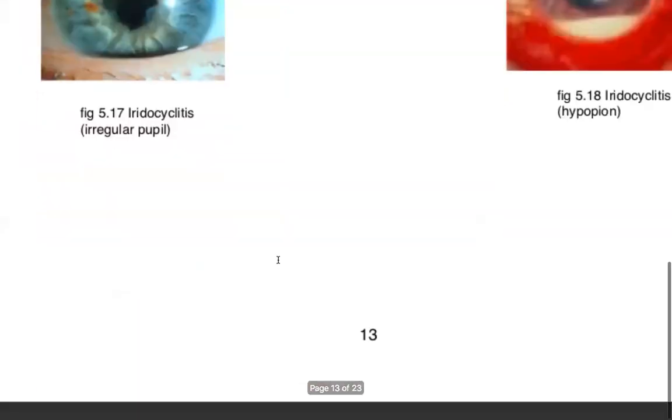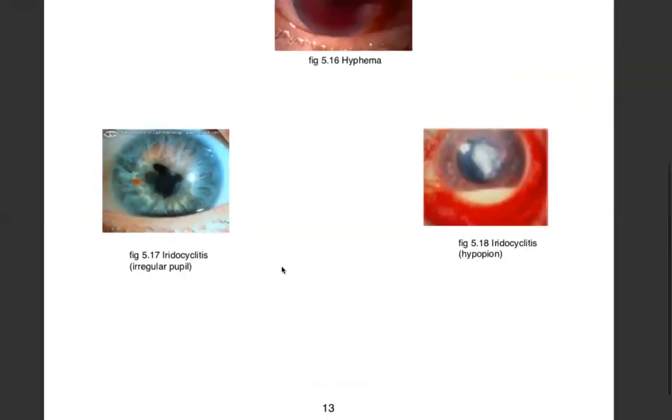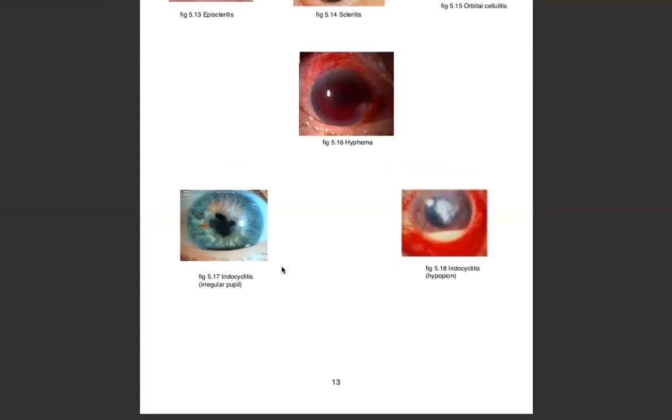It has an irregular shape of the pupil. That's one thing like you guys gotta remember. In the iridocyclitis, واحدة من the features is irregular pupil, like you see there. It's very clear and very obvious.